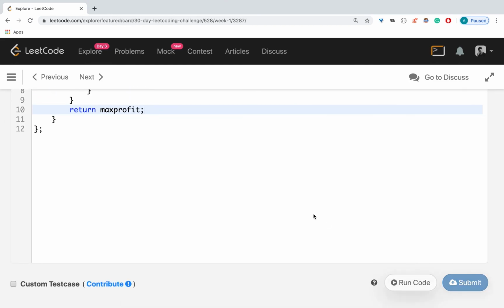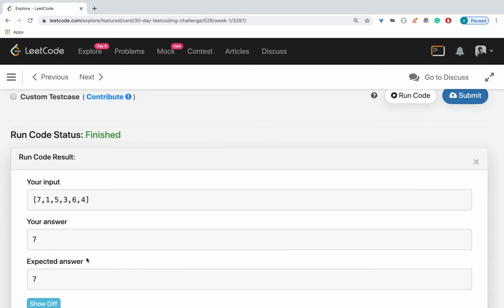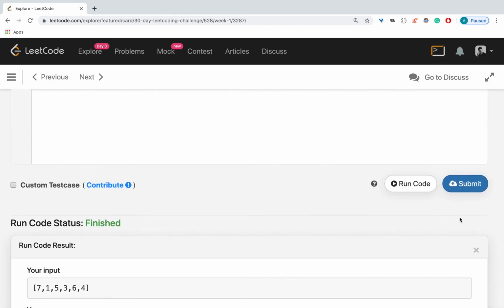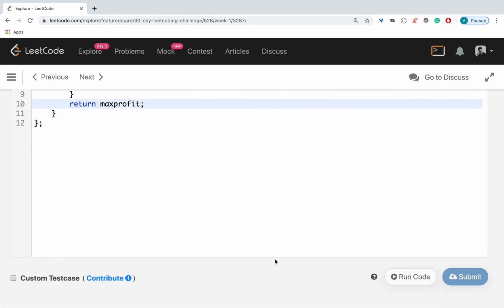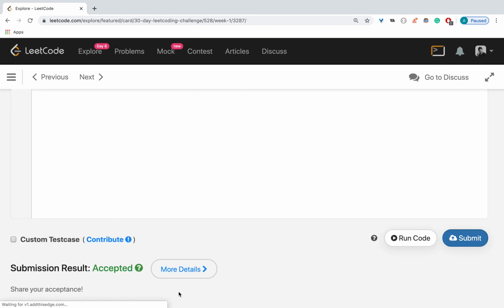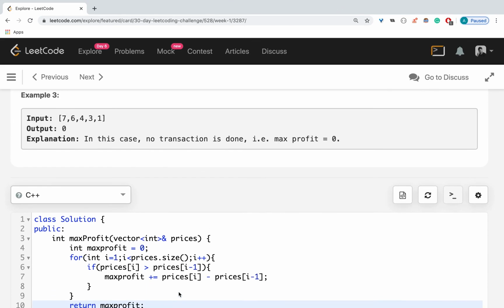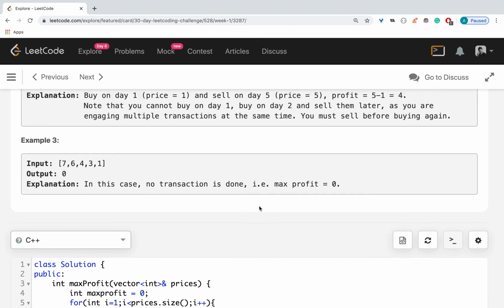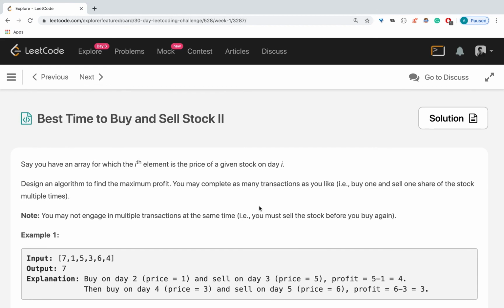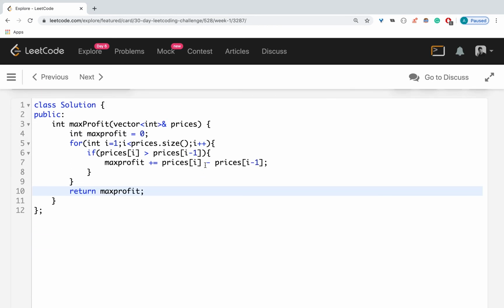So let's run this code and see if it works or not. You can see the answers are matching. Let's submit it. You can see here that it is accepted, and that's it. It is a pretty easy code. I hope this problem is straightforward to everyone, and we have successfully submitted it.